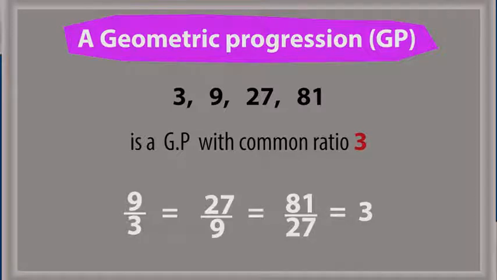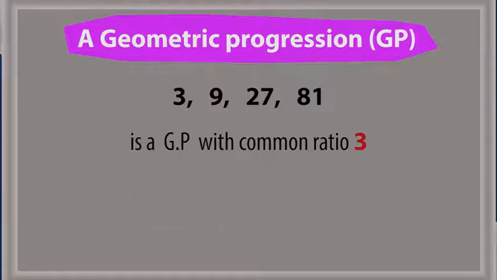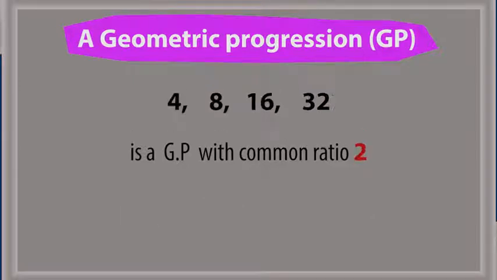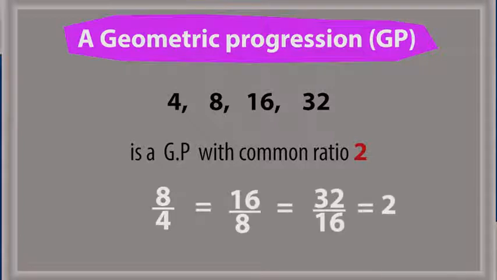Let's take a look at the second example. The sequence 4, 8, 16, 32 is also a GP with common ratio equal to 2, because 8 divided by 4 is equal to 2, 16 divided by 8 is equal to 2, and 32 divided by 16 is equal to 2.